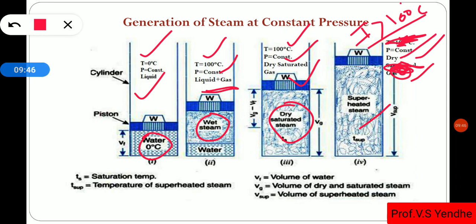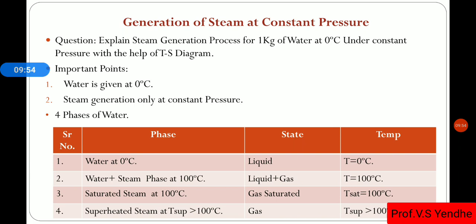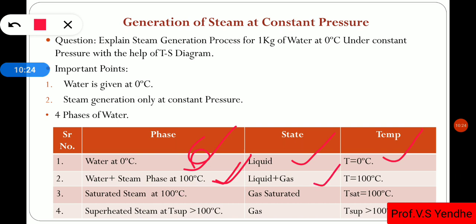Okay, so as we have seen the 4 phases, the first is water at 0 degrees Celsius. The state is liquid and the temperature is 0 degrees Celsius. Then the second phase is the water plus steam mixture, because after heating 0 degree Celsius water for some time, it is converted into a mixture of water plus steam at 100 degrees Celsius, because water starts to boil at 100 degrees Celsius, which is the liquid plus gas phase.